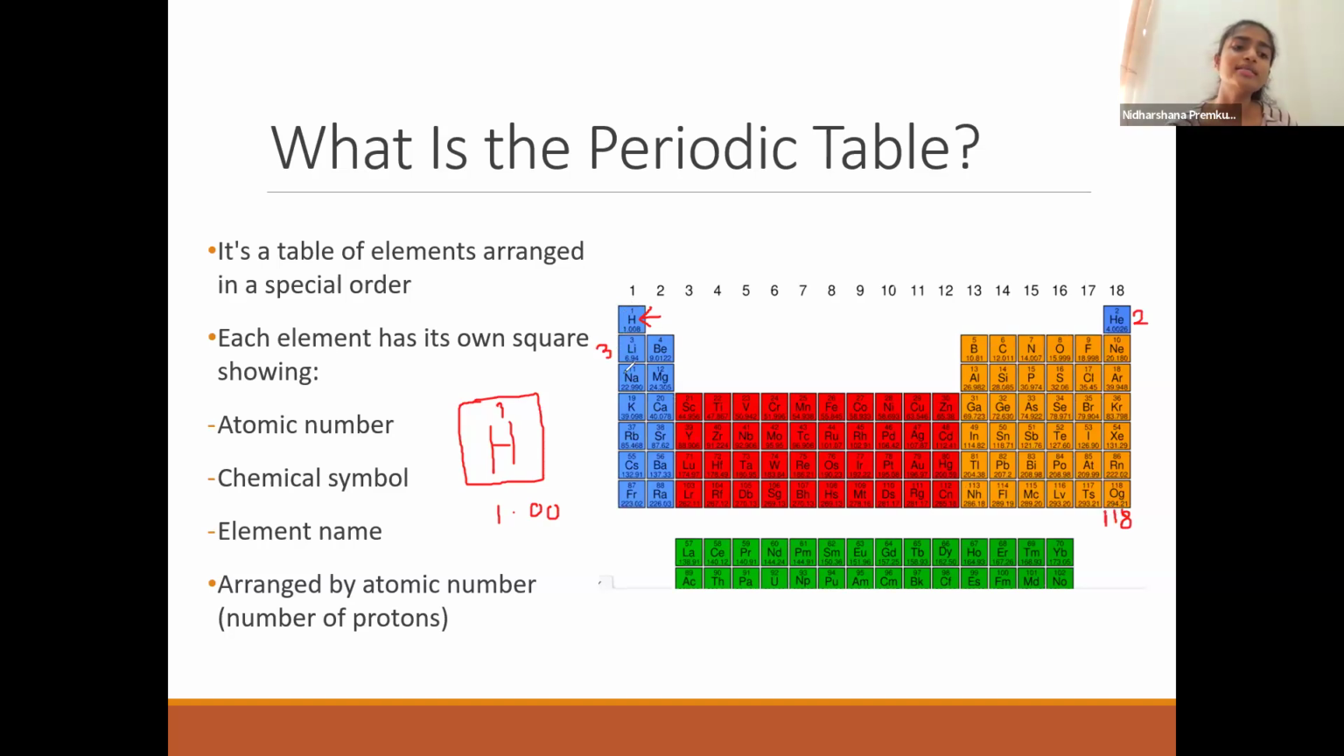So then, what does this atomic number mean? It actually means the number of protons in that particular element. So we will look at what these protons are, but for now just know that it's the atomic number, or the number of protons in that particular element. Then moving on.